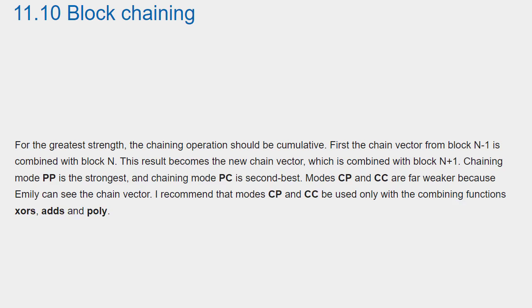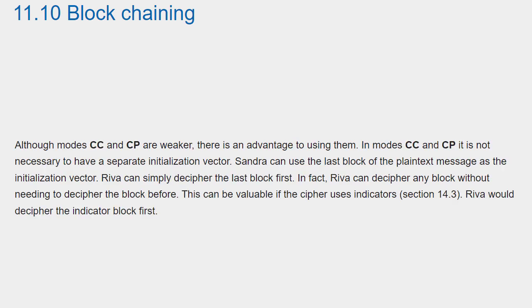Chaining mode PP is the strongest, and chaining mode PC is second best. Modes CP and CC are far weaker because Emily can see the chain vector. I recommend that modes CP and CC be used only with the combining functions XOR S, add S, and poly. Although modes CC and CP are weaker, there is an advantage to using them.